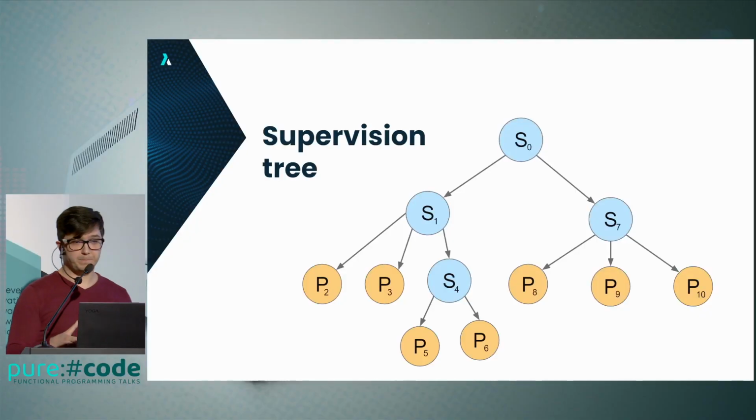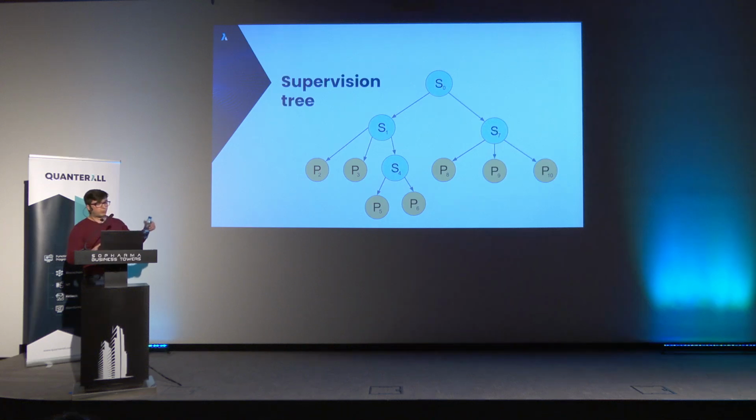Which then creates this so-called supervision tree. Basically, the supervision tree describes the structure of an Elixir application. It creates this hierarchy of processes where we have supervisor processes and worker processes. And worker processes are usually the processes where basically we run our code.